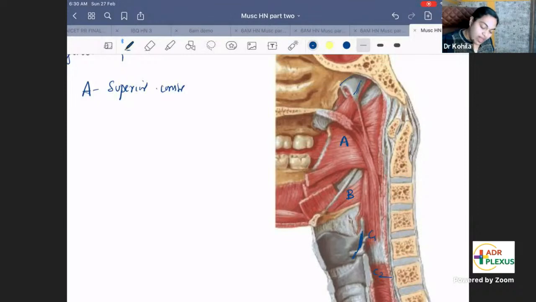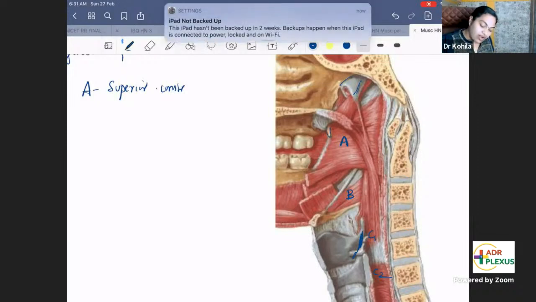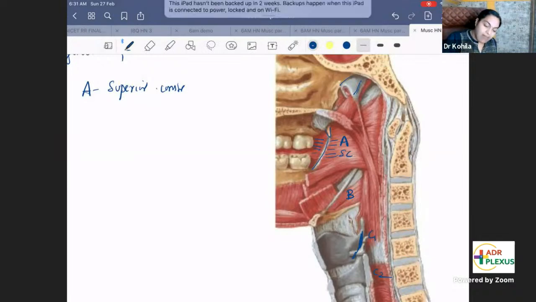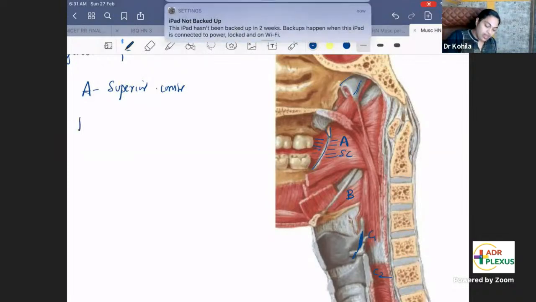We saw the pterygomandibular raphe, right? The pterygoid hamulus. You see the pterygomandibular raphe. This is a buccinator. This is superior constrictor, right? Lateral wall of your palatine tonsil. So this gap above that will be sinus of Morgagni.